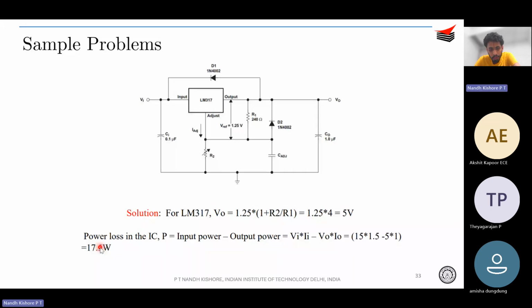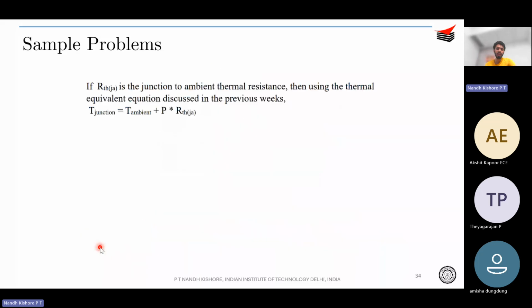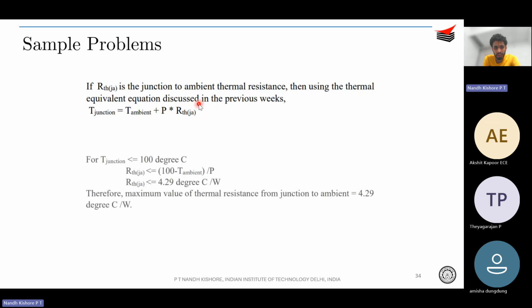Just calculate the output power or the power loss. Once you know the power loss, you know this particular relation that relates your ambient temperature to the junction temperature, that is the temperature rise due to the power loss P. Therefore, your Tj is equal to Ta plus P into R theta. From this you need to find out what is your R theta. It turns out to be 4.29 degree per watt.